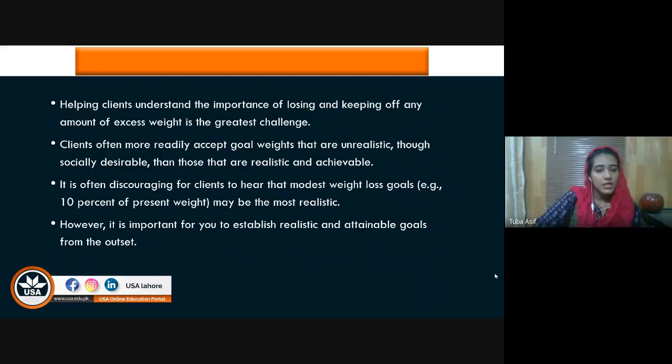Losing and keeping off any amount of excess weight is the greatest challenge. Usually clients readily accept goals that are unrealistic, though socially desirable, rather than those that are realistic and achievable. So your prime goal as a health practitioner, as a dietitian, is to make sure that your client is choosing a realistic goal in the weight loss journey. It is often discouraging for clients to hear that modest weight loss goals, for example, 10% of the present weight, are realistic. However, it is important for you to establish realistic and attainable goals from the outset.